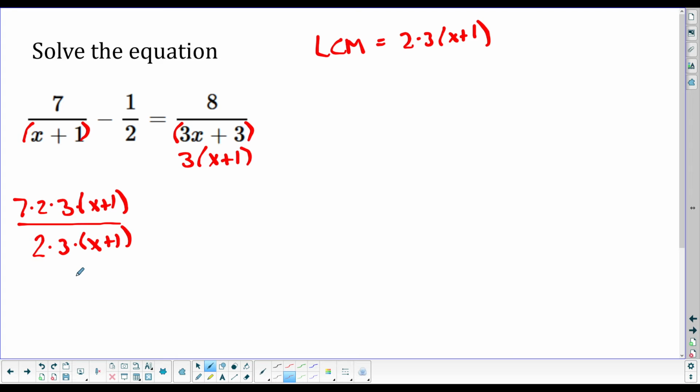Oh, that's actually wrong. I did that wrong. x plus 1. So I'm multiplying this by that. So this variable, I'm sorry, this stays the same. This is x plus 1. Sorry about the confusion there. All right, so I'm taking 7 over x plus 1 and multiplying it by 2 times 3 times x plus 1. I'm multiplying it by that least common multiple. And then I've got minus 1 over 2 times this least common multiple, 2 times 3 times x plus 1.